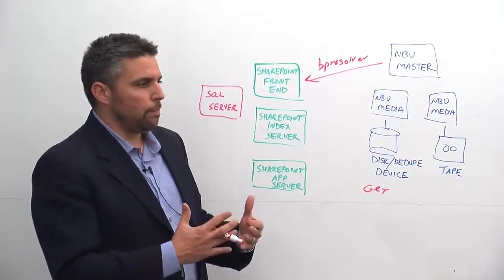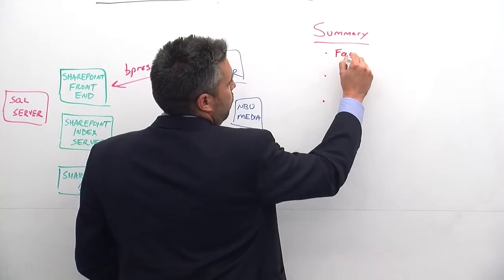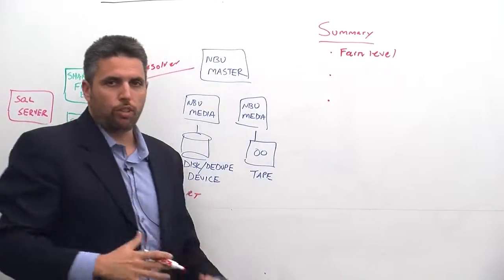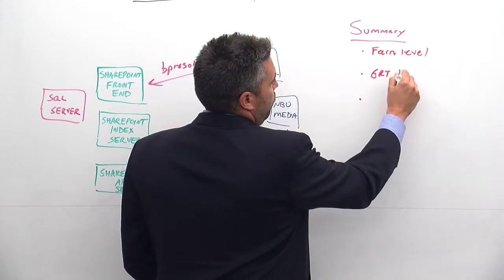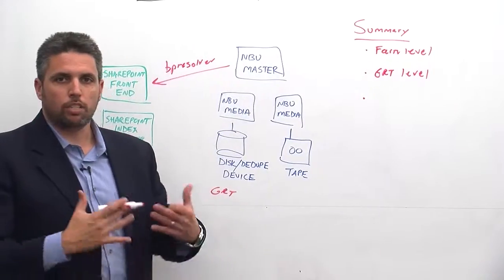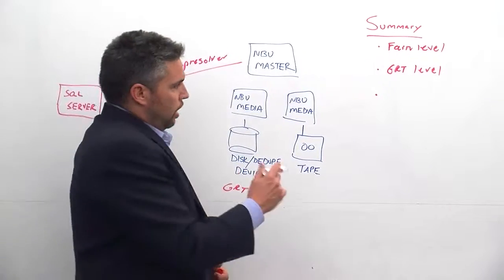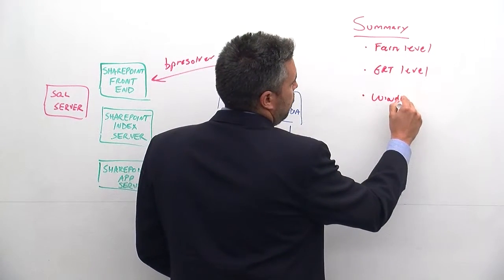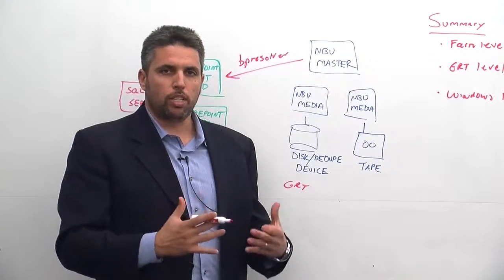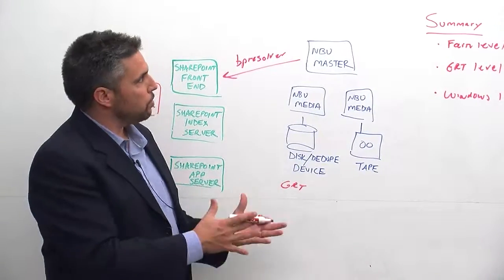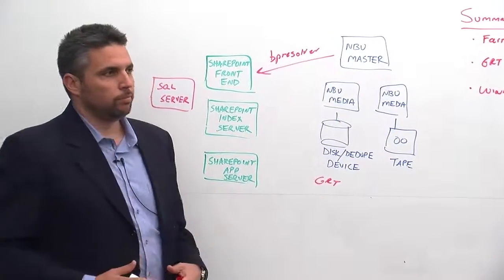Just to conclude and wrap up some of the best practices, you could have farm level protection for your disaster recovery. So if you lose a SharePoint farm, you'd have that for disaster recovery. We also provide the GRT functionality, so ease of use, ease of restore, to be able to extract an individual list, document, blog, or wiki. And lastly, from the Windows perspective, you can back up the file systems, the registry, and the system state. So this provides the complete best practice for protecting the Microsoft SharePoint architecture and environment.